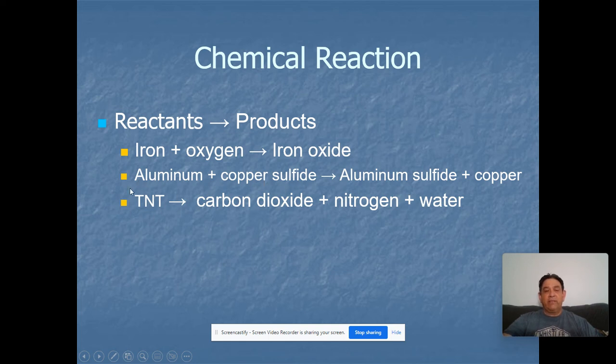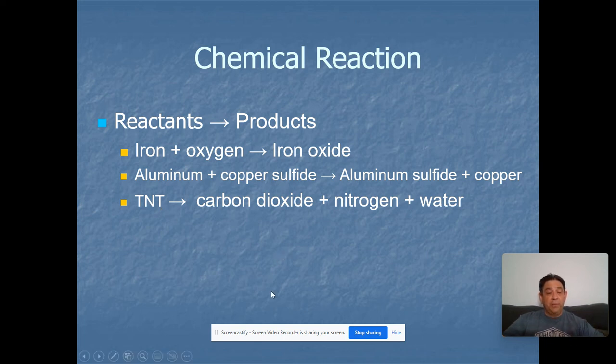If I were to take the grams of TNT in the third reaction and then take the grams of carbon dioxide, nitrogen, and water that were created from the TNT that decomposed here, adding the grams of these three things should equal the grams of TNT. So whatever's to the left of the arrow, the total grams to the left of the arrow should equal the total grams to the right of the arrow.